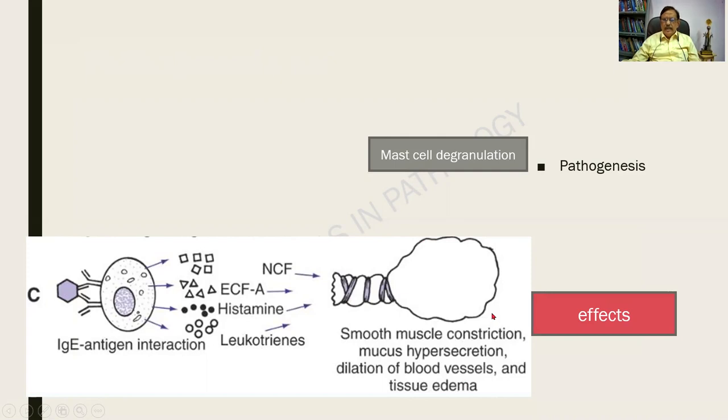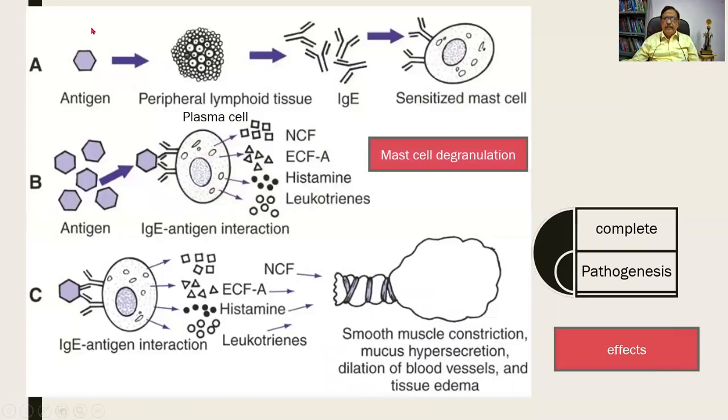So when a question is asked regarding the pathogenesis, it is most important in this disease. We should write all three, starting from the antigen up to the production of antibodies, release of the various mediators, and the effects of the mediators. This is the complete pathogenesis, and I want you people to write it.